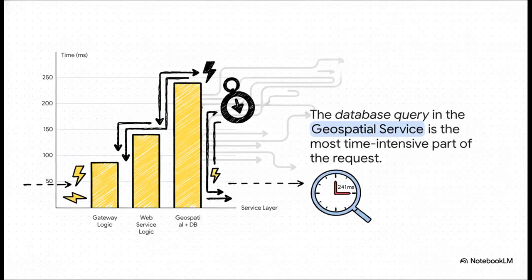And if we break that time down, you can see exactly where every millisecond goes. The key thing to notice is that the heaviest part of the lift, at 241 milliseconds, is the geospatial service and the database query itself. The other services are just lightning-fast relays getting the request to where it needs to go.